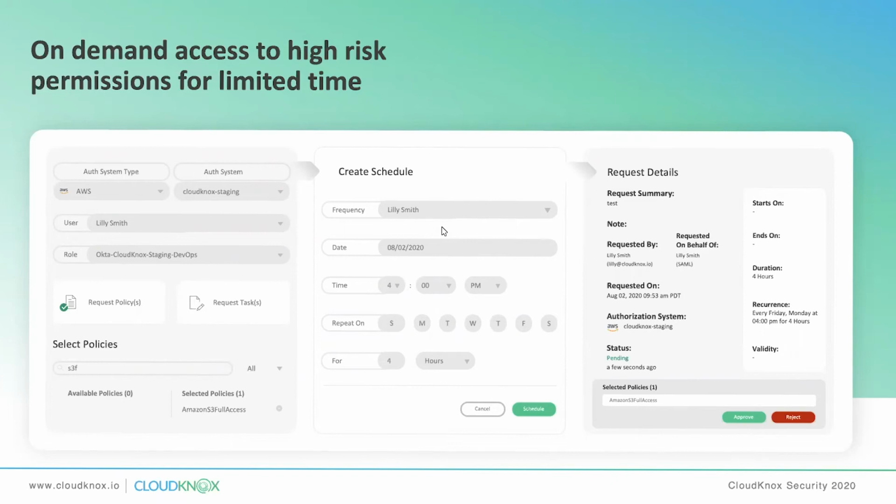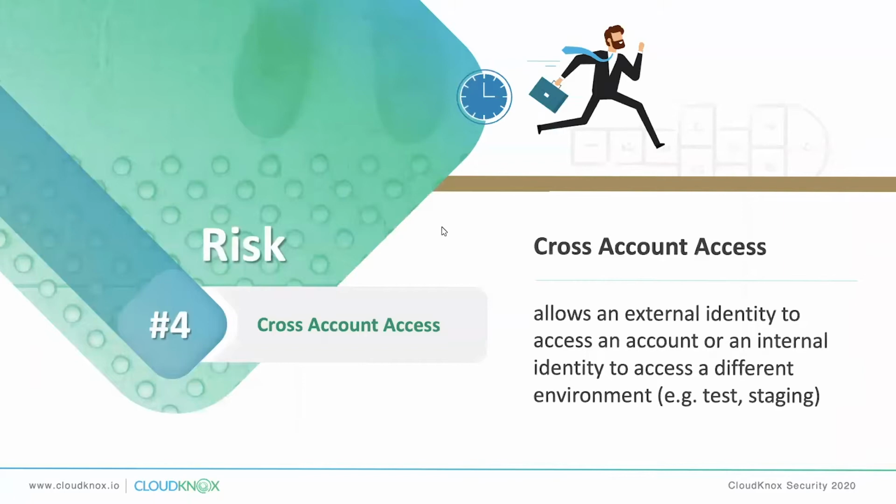Give them the same requester approval workflow across the entire environment. If they already have a requester approver self-grant workflow in place, then extend that to that ITSM, either natively or via API, to request that temporary access to those high-risk tasks. I'm now going to hand it off to Jim, who's going to talk to you about cross-account access.